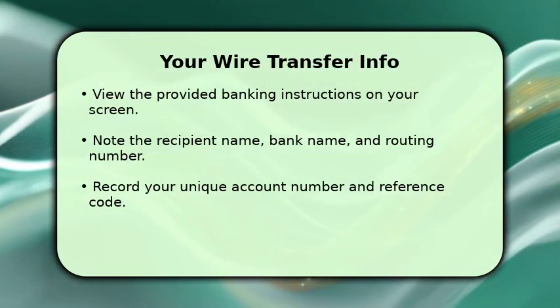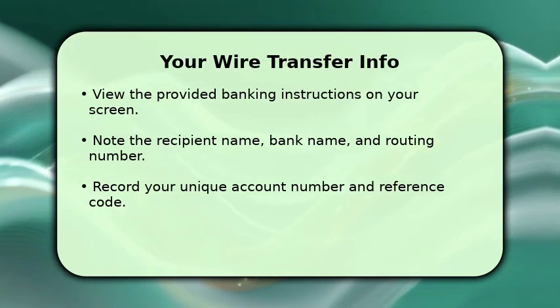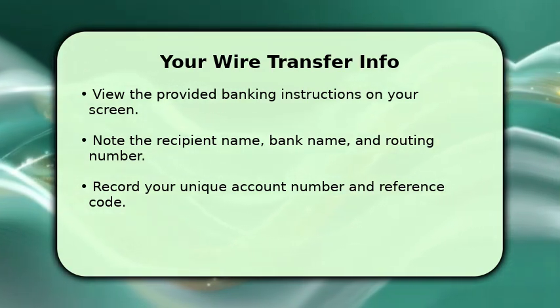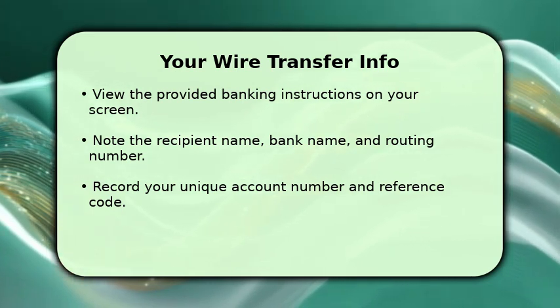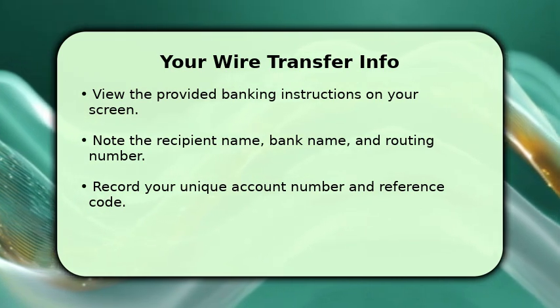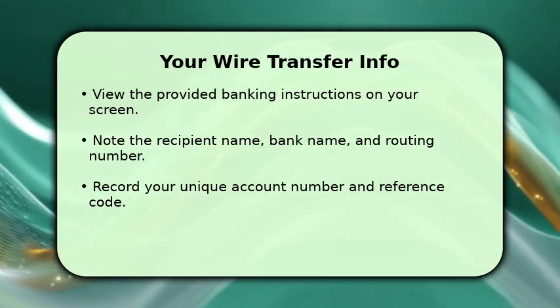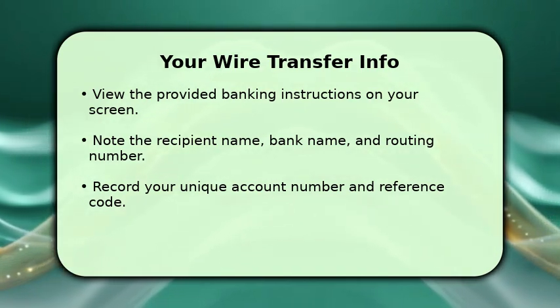Once you've selected the Wire Transfer option, Coinbase will display all the essential banking instructions. Carefully note down the recipient name, the bank's name, and the routing number. You'll also find a unique account number and a reference code. These are vital for your bank to correctly process your transfer. Double-check all these details before proceeding.